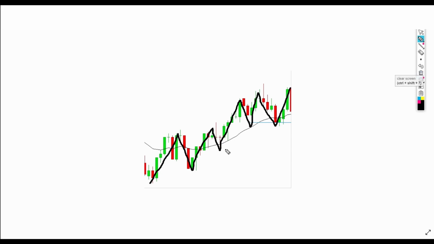So we have a pullback right here, and we want someone to go short so smart money can trap them. Now, the key to this is that as soon as someone goes short, this bar right here can't close below this bar. Notice how someone went short right here underneath this bar, but the next bar right here was red and it closed above the low of this candlestick. So that's what we want.